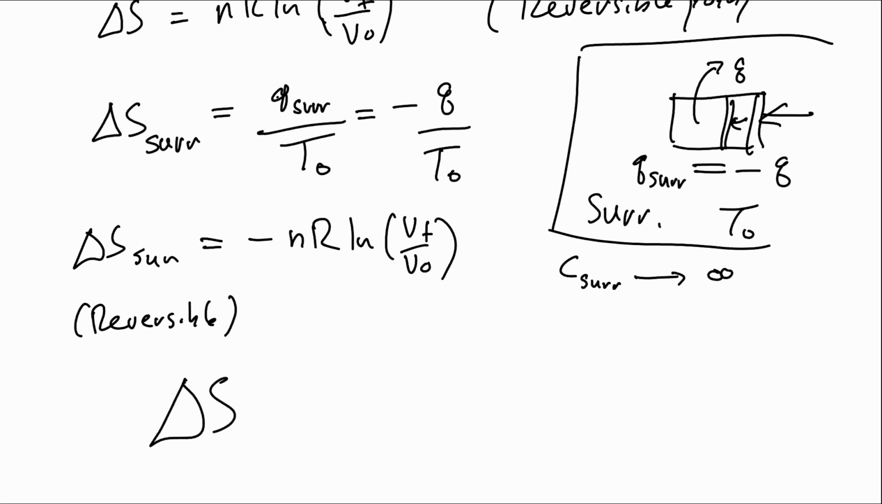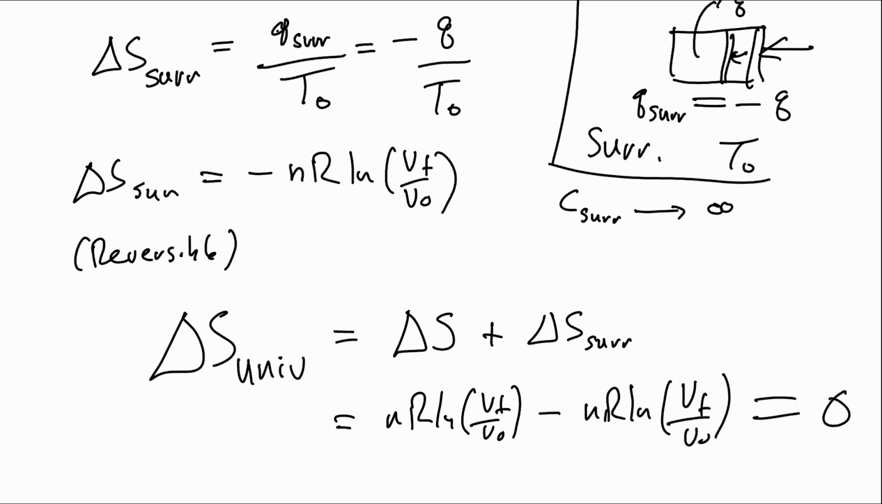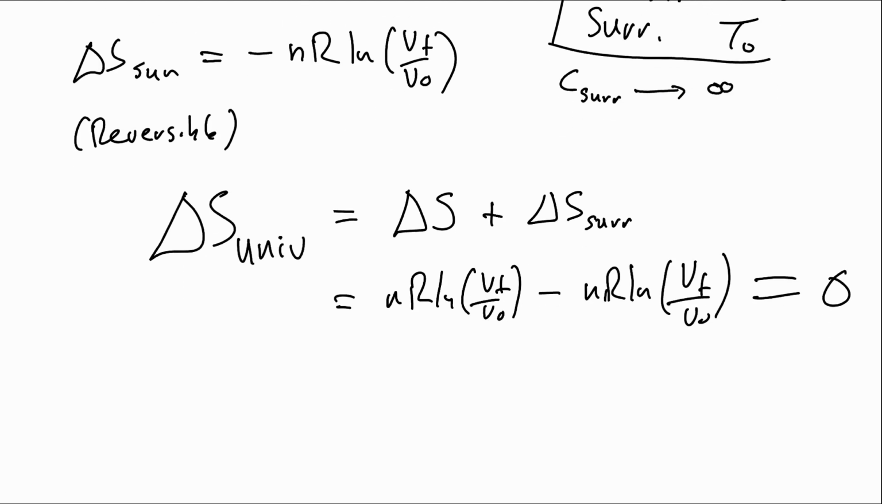There's delta S of the universe, and in my limited, like I've lived in this small town all my life, so the universe to me is only the system plus the surroundings, and so that's going to be nR log V final over V initial minus nR log V final over V initial, and that's equal to 0, okay? And so this is our precise definition.